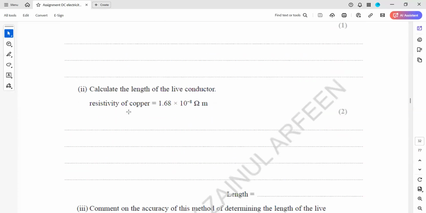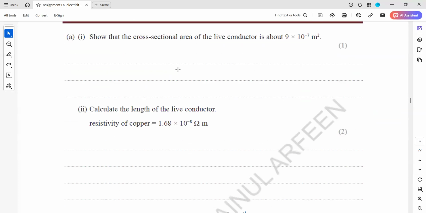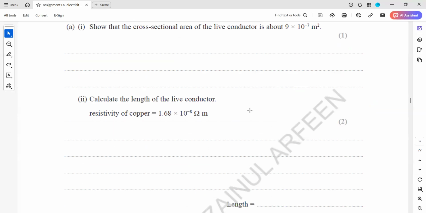Next is to calculate the length of the live conductor. If we need the length, we have the resistivity and we have the resistance as well. So we can use the formula R equals rho L divided by A. If I need length, it will be RA divided by rho is equal to L.